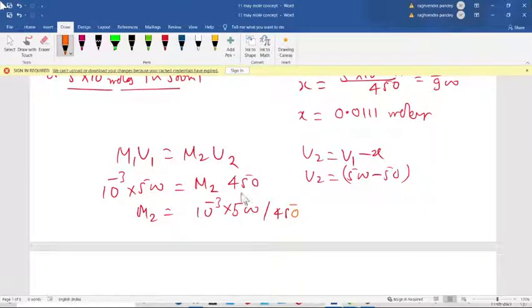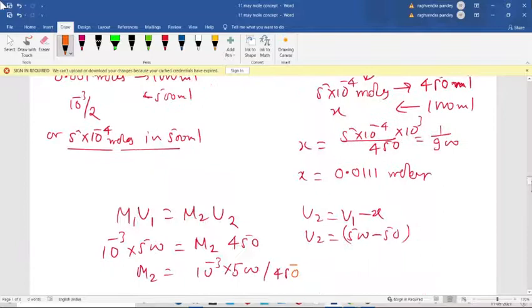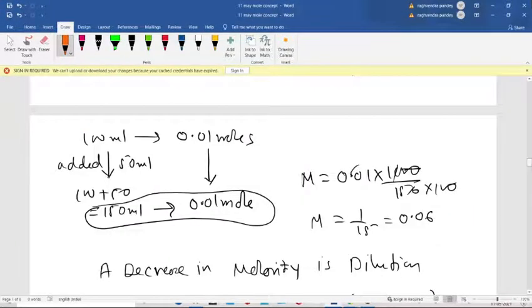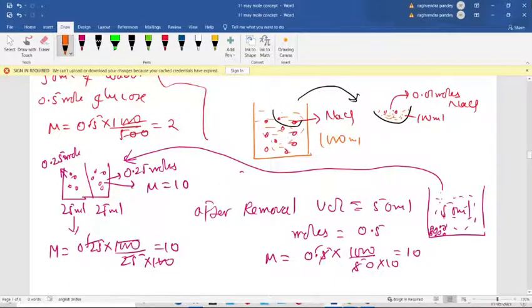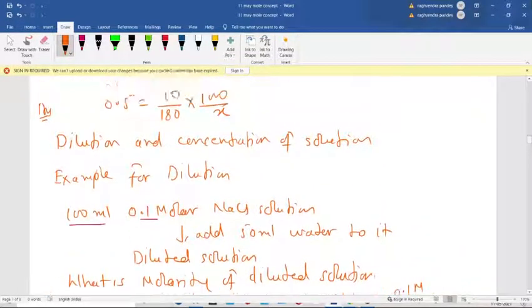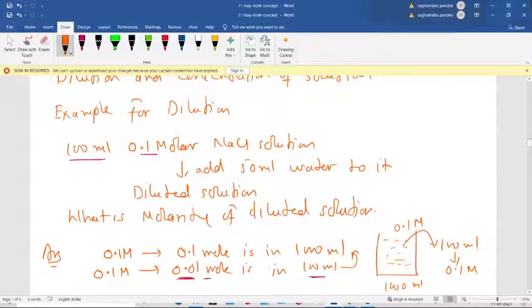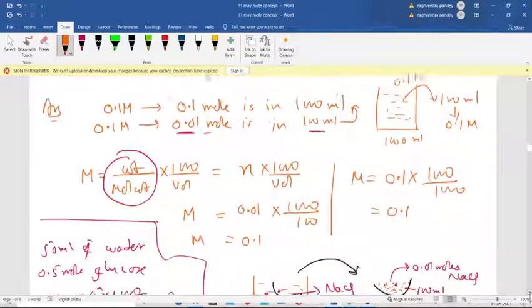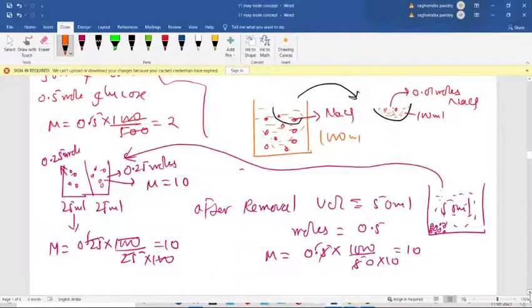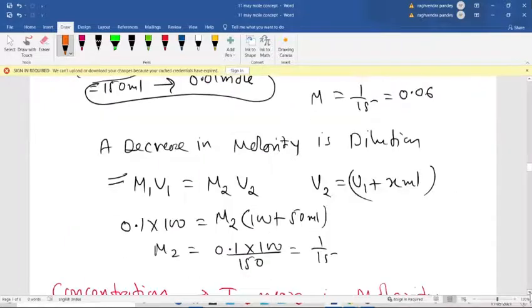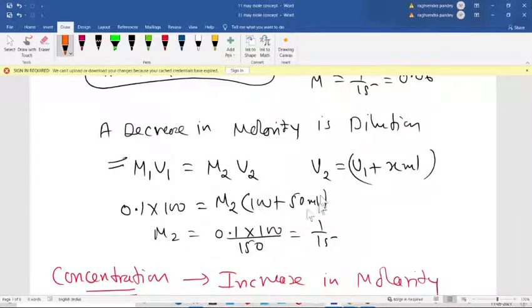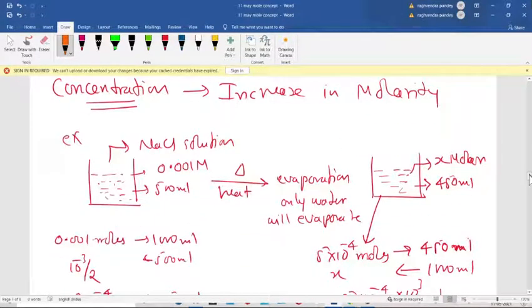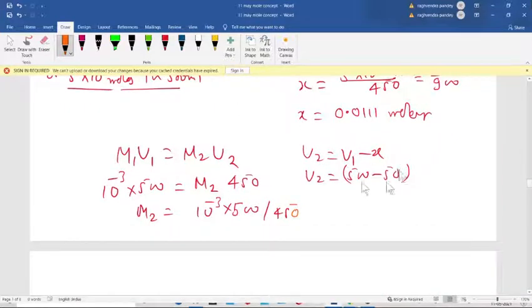So there is a decrease in the volume here. In concentration, volume is decreasing, and in dilution, volume is increasing. So in dilution, what happens? Volume increases, for example from 100 ml to 150 ml. So in dilution there is an increase in the volume. You have to add something, whereas in concentration you have to subtract something.